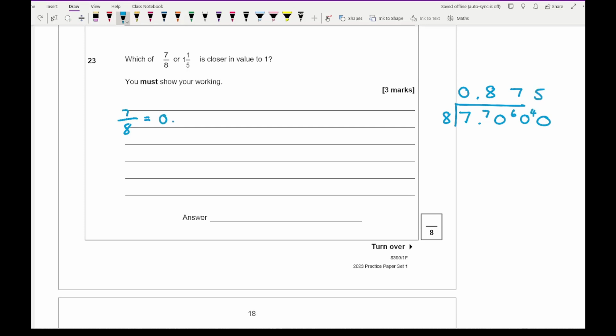So the decimal equivalent is 0.875. Now, how far away is that from 1? Well, that is going to be minus 0.125 away. Then if we look at 1 1/5, well, that converted to an improper fraction is going to be 6/5. And 6/5 as a decimal is going to be 1.2, which is plus 0.2 away. So which of these is closer to 1? Well, it's going to be 7/8.